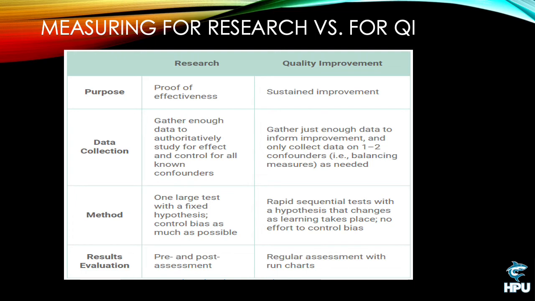Quality improvement measurement is different from research measurement. It's more practical. There's no effort to control bias, just gather enough data to inform the improvement, and only collect data on 1 or 2 confounders as needed.